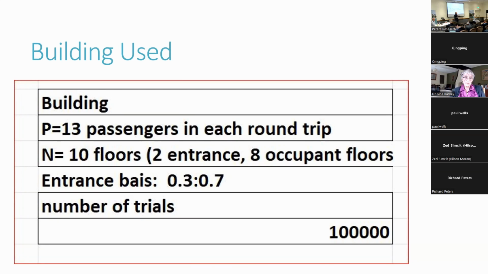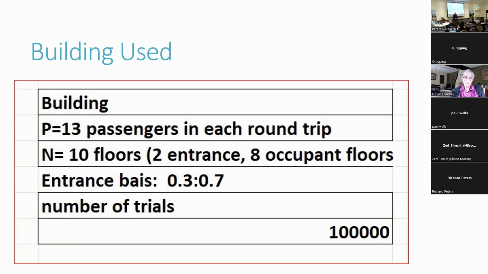So now the original problem was actually analytical. So we're using an equation, and that was very, very limited. Now with the presence of Monte Carlo simulation, you can repeat this scenario 100,000 times, and you use lots of scenarios. And this is the building. This is a fictitious building, 13 passengers. So we assume that we're serving 13 passengers every round trip. Number of floors, 10, 8 above, 2 below, or 2 entrances. Entrance bias, so 30% coming from the car park, 70% coming from the ground floor.